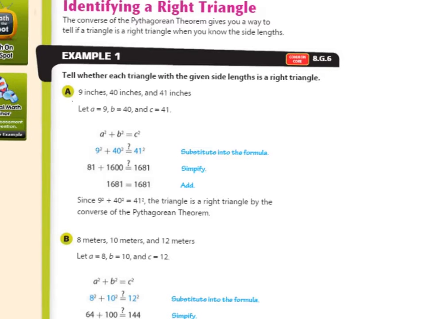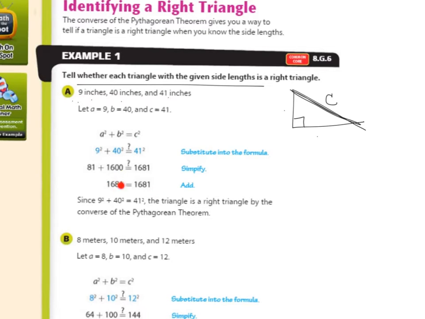We have given side lengths, and remember, in a right triangle the longest one will always be C. That's your hypotenuse. So the biggest length will always be C. A and B are interchangeable. So you've got 9, 40, and 41, and you're going to plug those into A squared, B squared, and C squared. So 9 squared plus 40 squared equals 41 squared. 9 times 9 is 81. 40 times 40 is 1600. And 41 times 41 is 1681. When you add these two together, you get 1681 equals 1681.